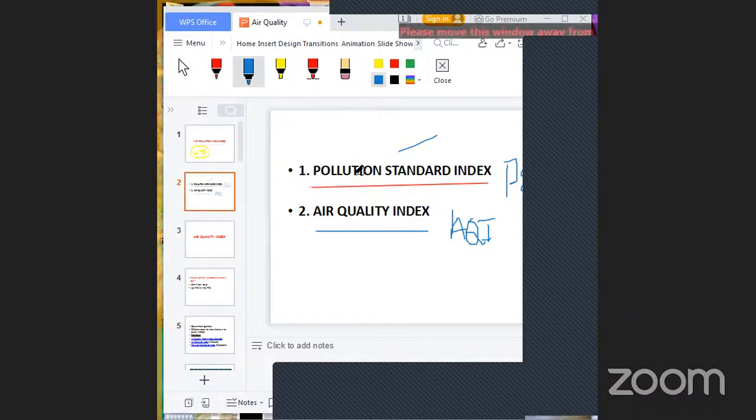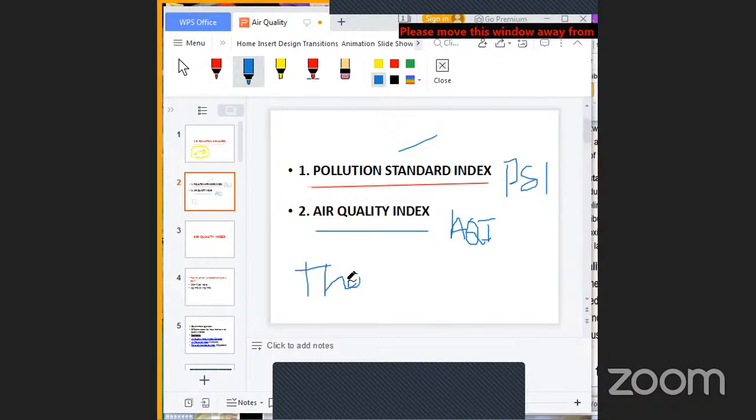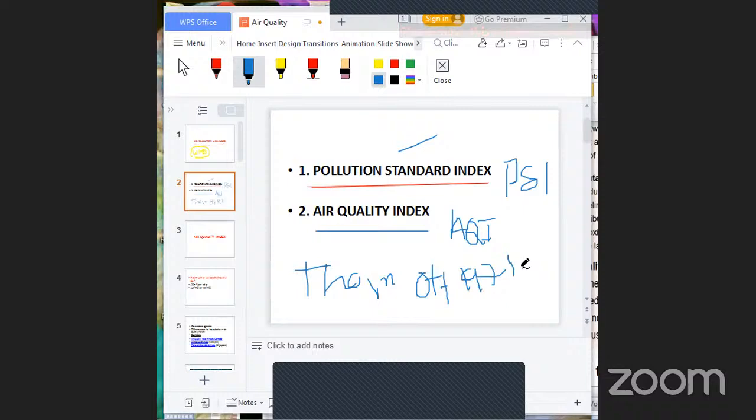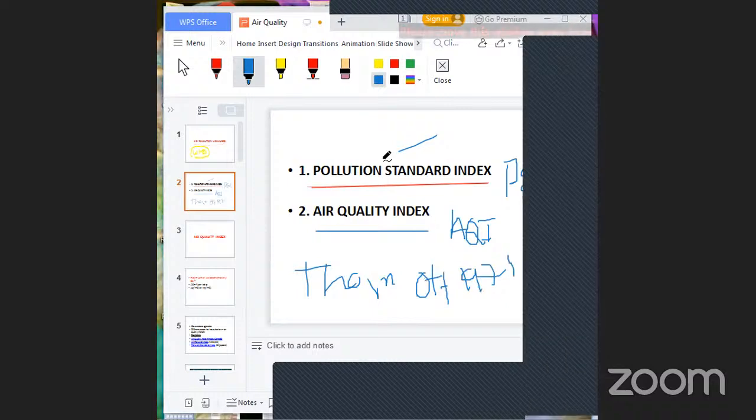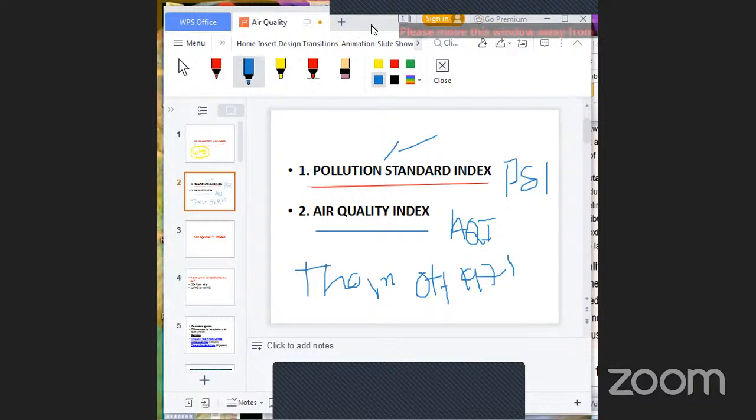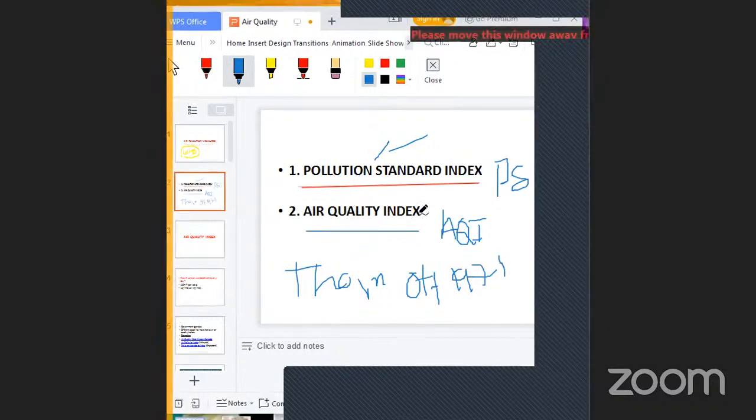So this pollution standard index, that is called PSI. So this PSI is basically an indicator of pollutants for risk assessment. So that is introduced by Thom and Ott, in the year 1974. So this indicator is used to check the air quality, which acts as a guideline for other standard checkups thereafter.